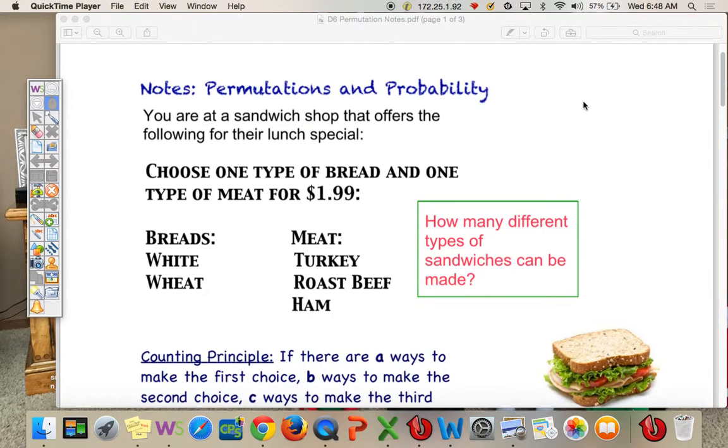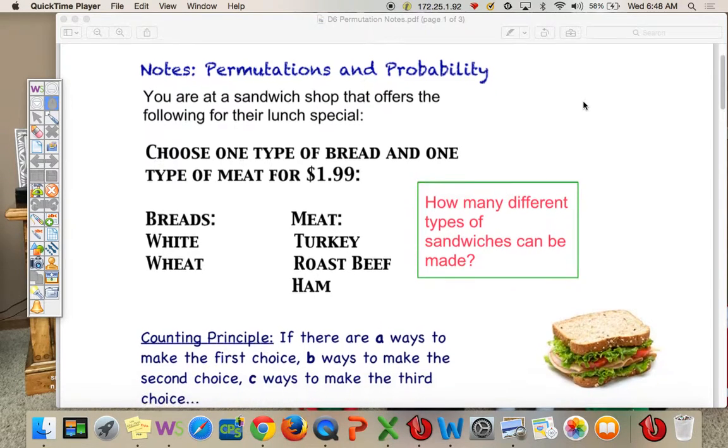Today we're going to look at something called permutations and how they relate to probability. So let's start with the first question. You are at a sandwich shop that offers the following for their lunch special. You can choose one type of bread and one type of meat for $1.99. How many different types of sandwiches can be made?